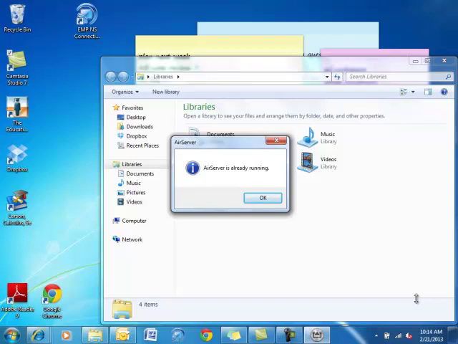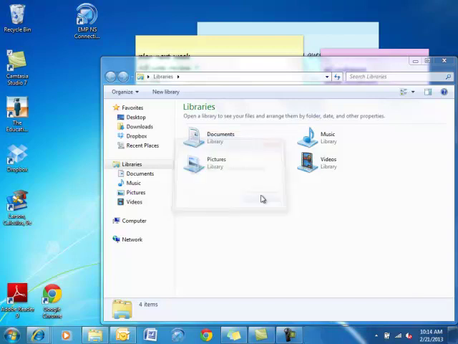Oh goodness, technology, right? Yes, I know the AirServer is already running.